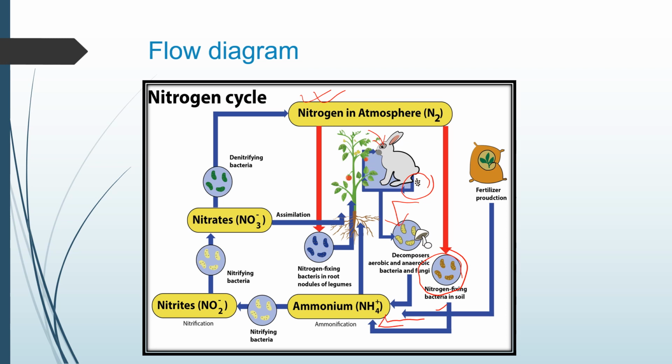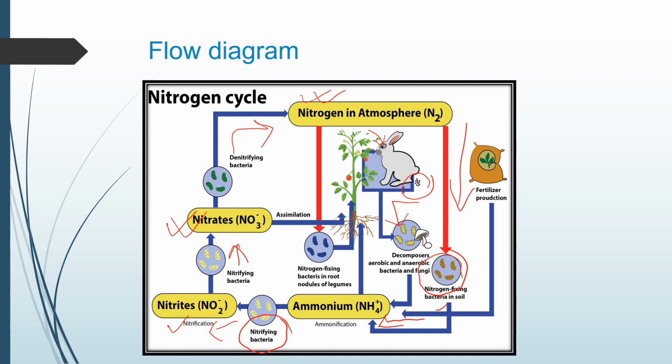Okay, so ammonium, with the help of nitrifying bacteria, is converted into nitrites, NO2. Then nitrites, with the help of again these nitrifying bacteria, are oxidized to nitrates. Then by the presence of denitrifying bacteria like Pseudomonas, they are converted to atmospheric elemental nitrogen. So this is a full cycle which is happening.